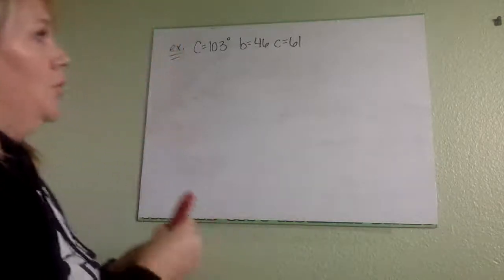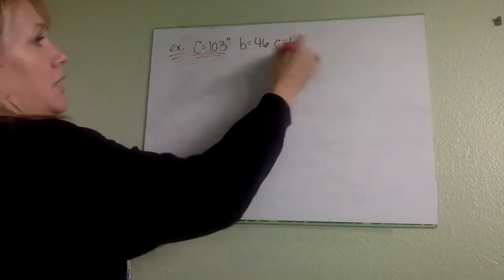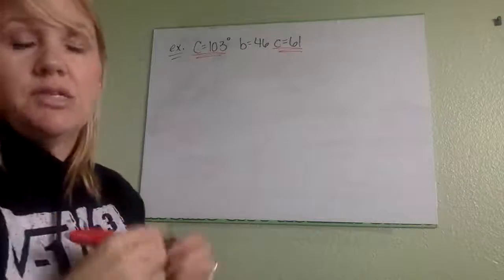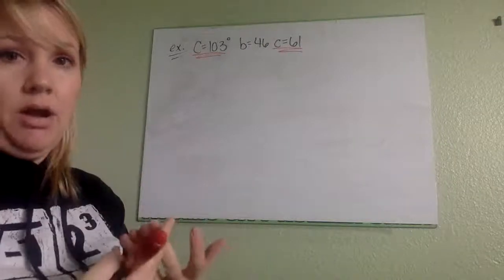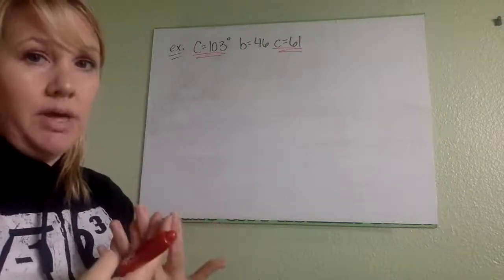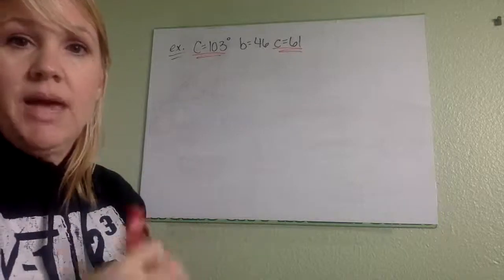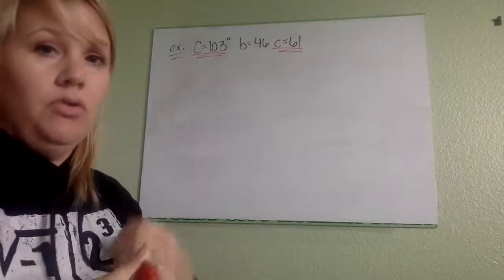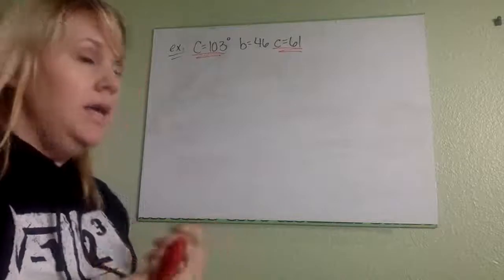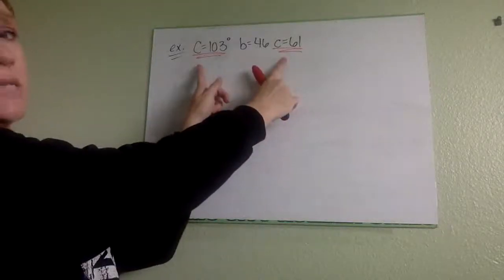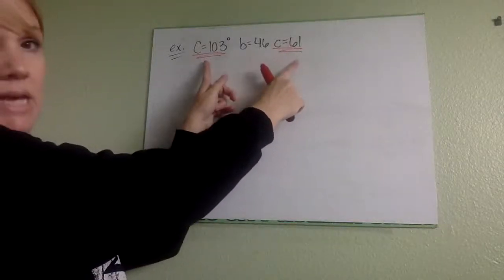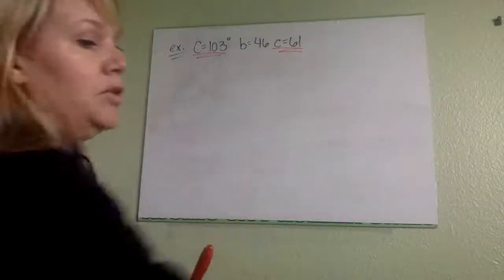So what do we know? We know that we have a pair of information. In order to use the law of sines, you always have to have a pair of angle and side that go together. So in the last example, we had capital A, which was the angle, with lowercase a, which was the side. In this situation, we have a pair of C's, angle C, side C. So that's your indication of what you're going to start with.